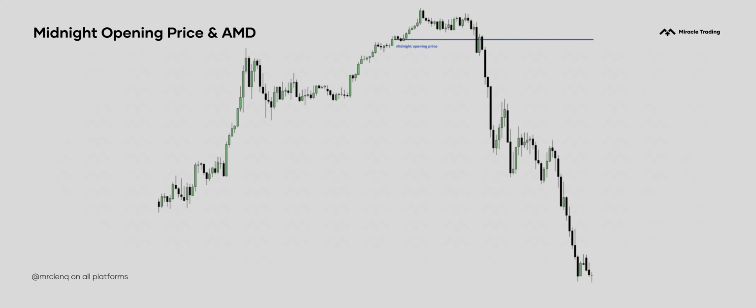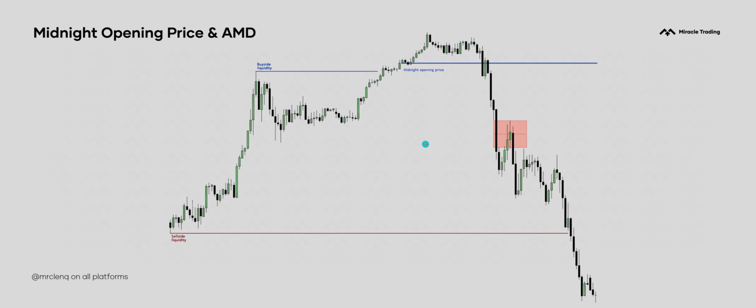This is one of them, which is the midnight opening price and AMD, a classic accumulation, manipulation, and distribution, also known as a classic ICT, classic sell day. We can see the midnight opening price comes in here. We had a run on stops and then we just moved down lower. So if we add some annotations to our chart, it will look something like this.